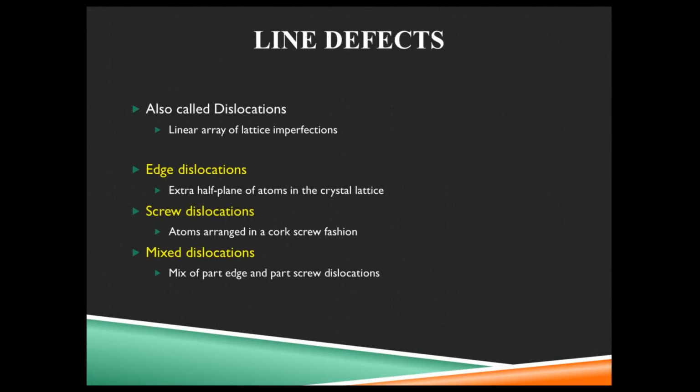Now, line defects. So we're up to one-dimensional. These are also called dislocations, and they're a linear array of imperfections. So the point defect was a single atom, a single ion, a single imperfection. Now we have a whole row of them. We can have edge dislocations, we can have screw dislocations, and mixed, which are a combination of edge and screw dislocations.